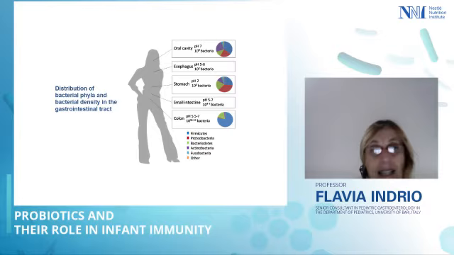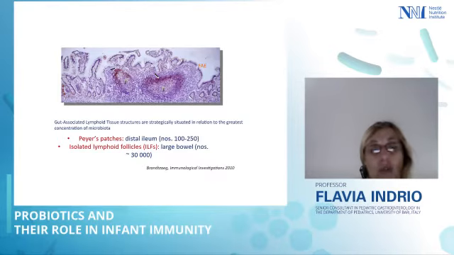And why is this? There is always a reason in nature, because in the colon, where we find the highest number of bacteria, we also find the highest number of lymphocytes. Actually, in the intestine, generally speaking, are located the major number of lymphocytes of the whole human body, more than in the spleen, more than in the lymph nodes. They are organized as Peyer's patches or isolated lymph node follicles, and these are strategically situated in relation to the greatest concentration of the microbiota.